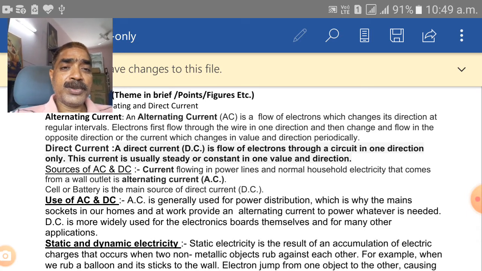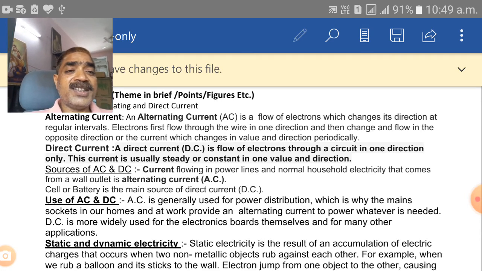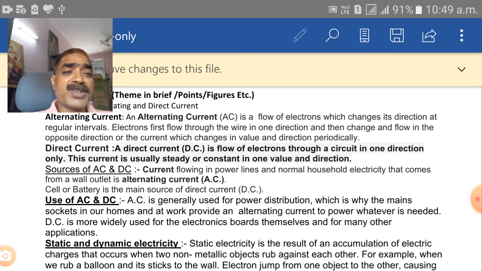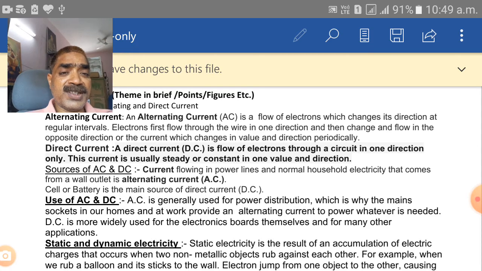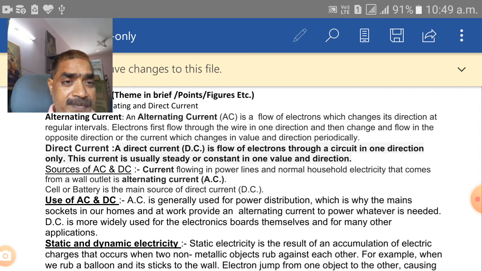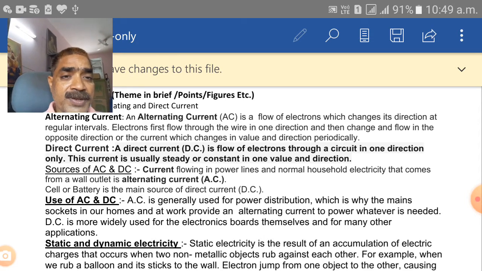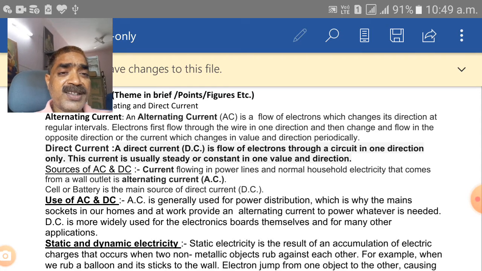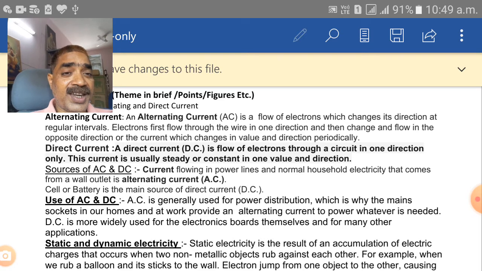Now we come to the uses of AC and DC. So you are looking, AC is generally used for power distribution, which is why the main socket in our homes and at work provides an alternating current to power whatever is needed. So you are using your TV, fridge, fan, tube light in your households that work on AC. So that is the use of AC.